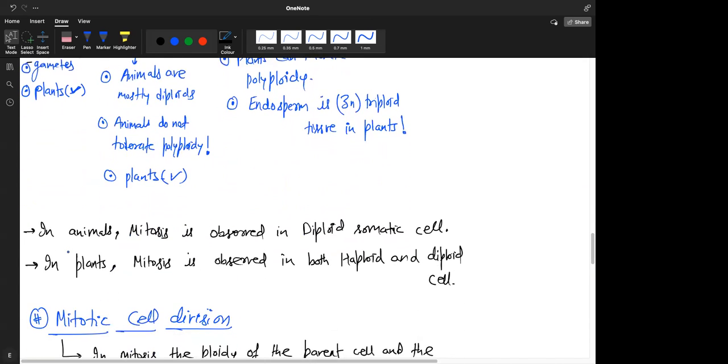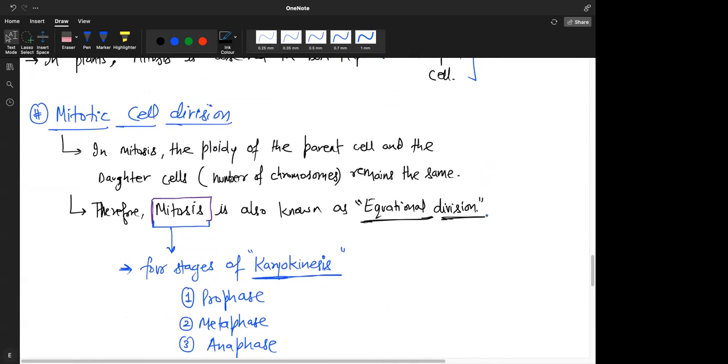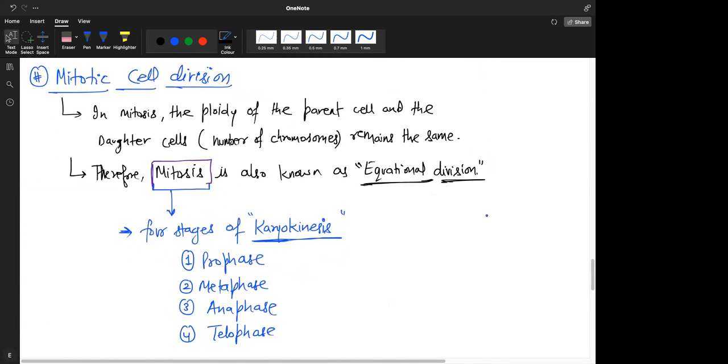So basically, in animals, mitosis is observed in diploid somatic cells. This is why I was explaining this. And in plants, mitosis is observed in both haploid and diploid cells. So this is the thing that you have to remember from this part. Then we started with the M phase, or the mitotic cell division.